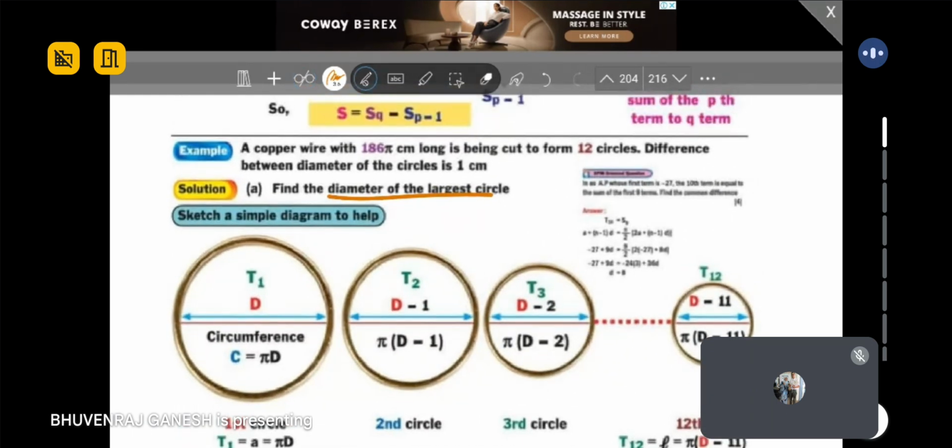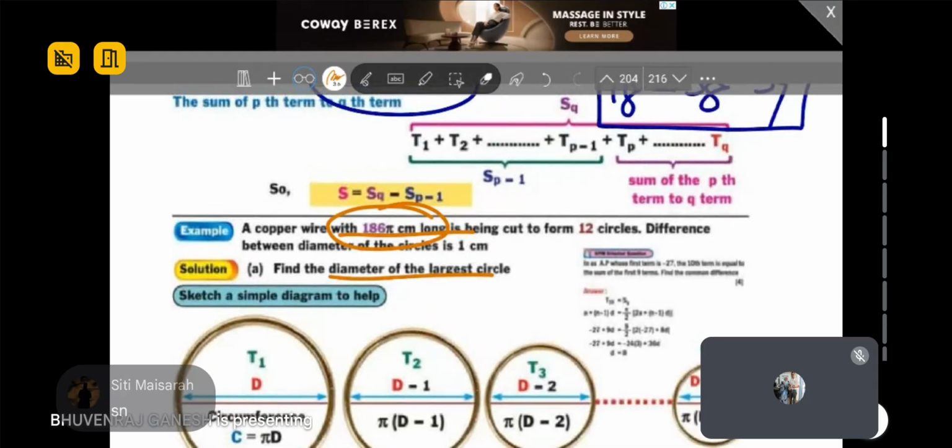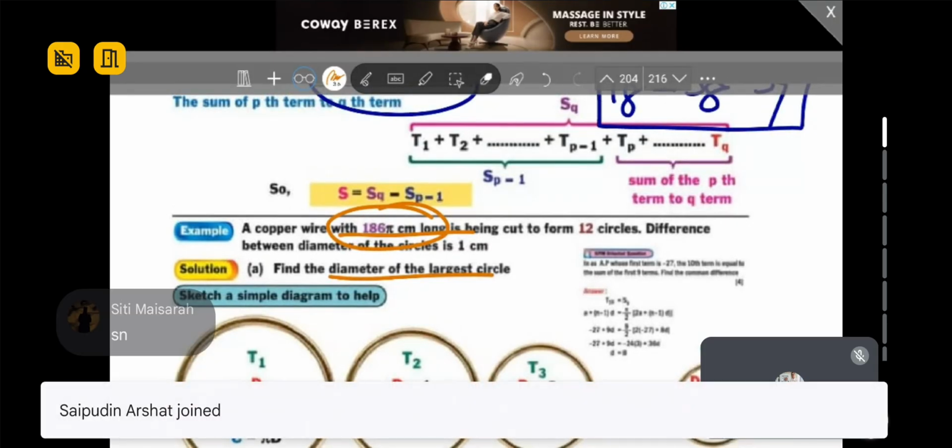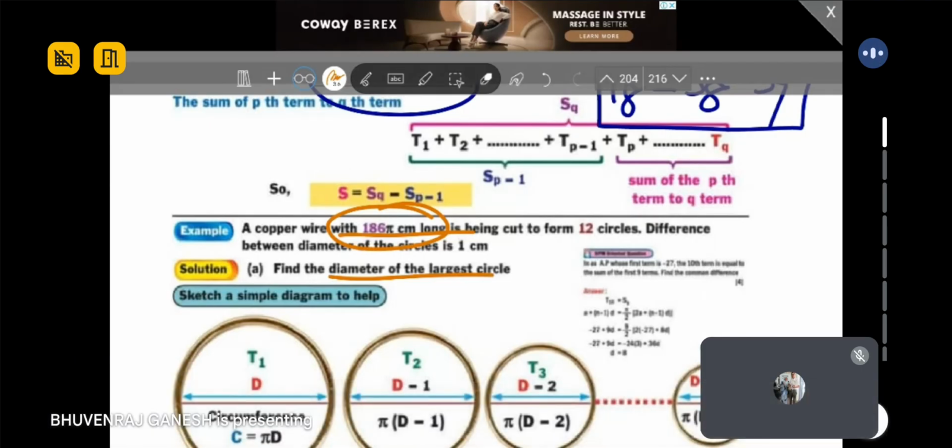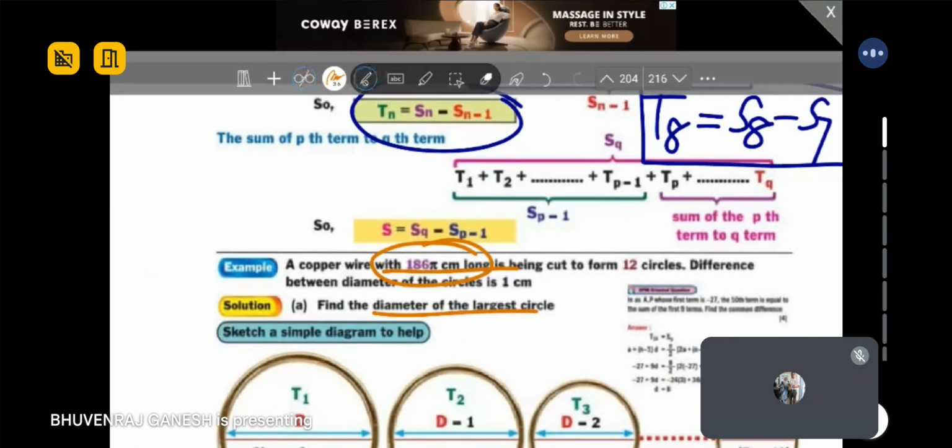Alright, so now they say copper wire 186 pi. So guys, may I know this one refer to what quantity over here? Bila mereka cakap 186 pi, yang tu merujuk apa sebenarnya kat sini? Yes, very good. This is your Sn guys. Ini adalah hasil tambah, because it's the total that you're going to form your 12 circles. Am I right? Kamu akan guna semua ni untuk bentuk 12 bulatan.